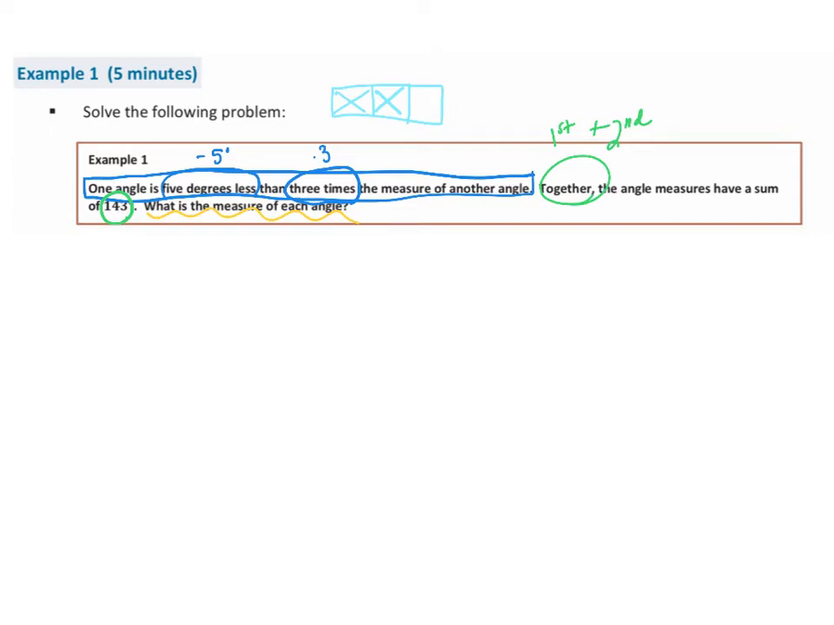Third time I read, I'm going to actually be trying to find my variables because I want to define those as I go. Okay? One angle is 5 degrees less than 3 times the measure of another angle. Do I know what this angle is? No, I do not. That's going to probably be a variable. Do I know what the other angle is? No, I do not. So that's going to be my other variable. So it looks like I'm going to have 2 variables here. There's 2 things I don't know. Together they have a sum of 143 degrees. What is the measure of each angle? So that's what I'm trying to find out. That's going to be my variable here.